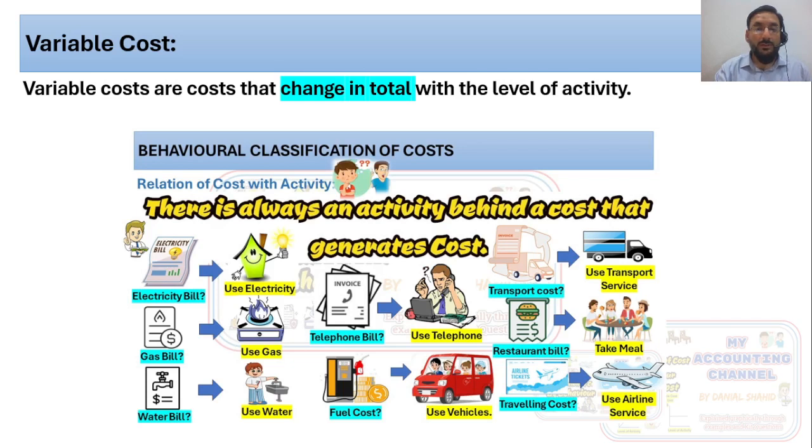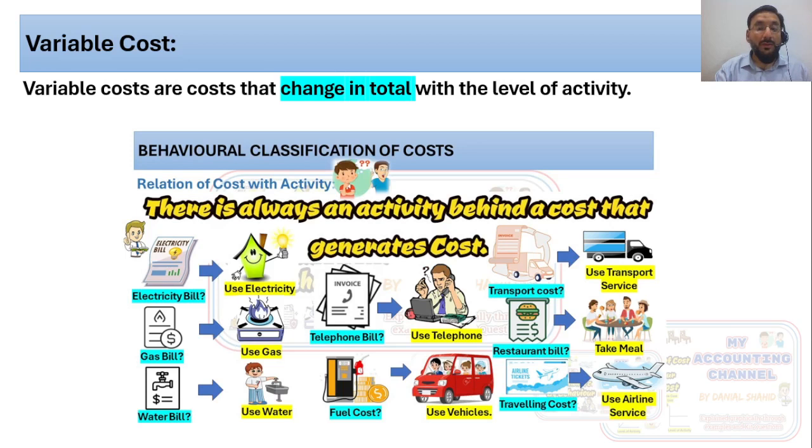Dear students, always there is an activity behind a cost, and that activity is the reason for the cost. For example, have a look on this slide, the electricity bill. Why we pay electricity cost? Because we use electricity. Why we pay gas bill? Because we use gas. Why we pay water bill? Because we use water. Telephone bill, because we use telephone. Fuel cost, because we use the fuel in our vehicles. Transport cost, because we use transportation services.